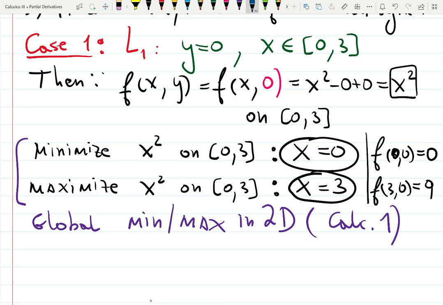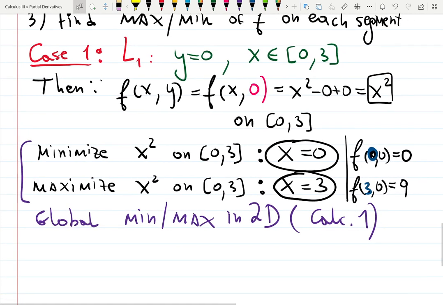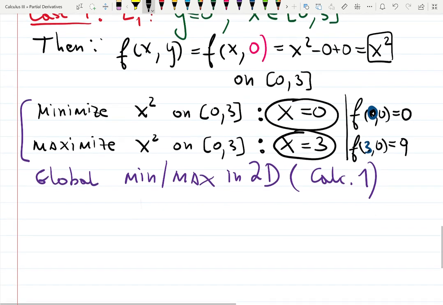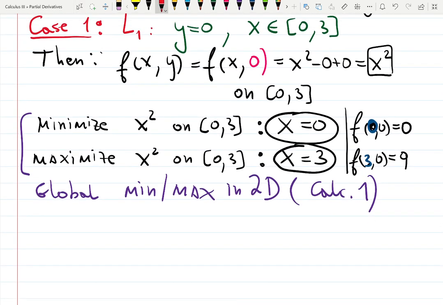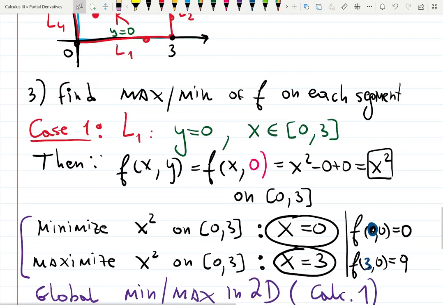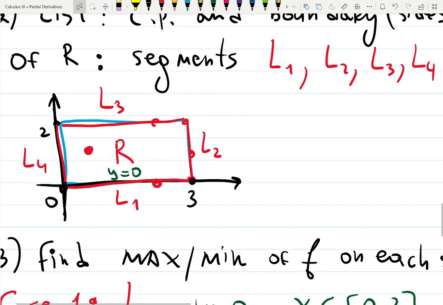So let me color code it. 0 and 3. So now we even have outputs. These are our candidates. So these are local minimum, maximum, and then we're going to have to find who is the winner. Case 2, let's move on a little bit faster. Case 2. L2. Okay, now I'm going back to this picture. How would you describe L2 to the blind person?